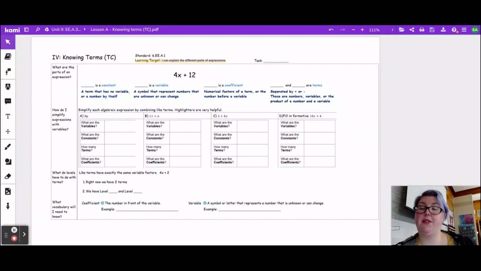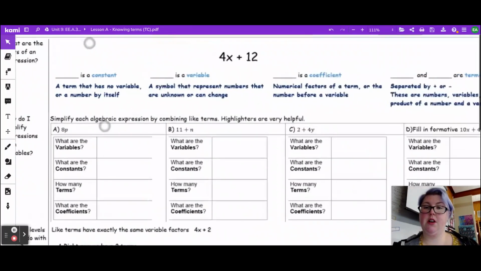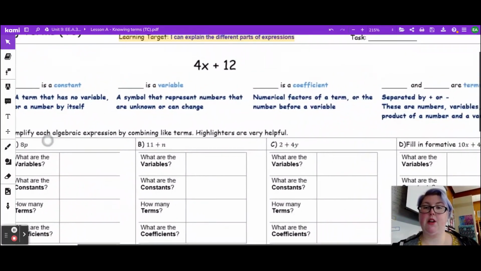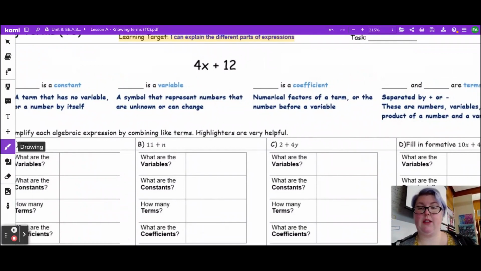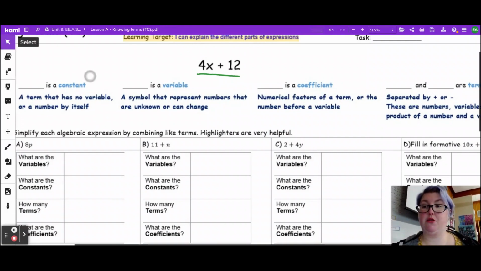Today, let's learn about the different parts of an expression. So at the top of your paper, you see that we are going to look at the expression 4x plus 12. So in that expression, there are 4 different vocabulary words that can describe each part.